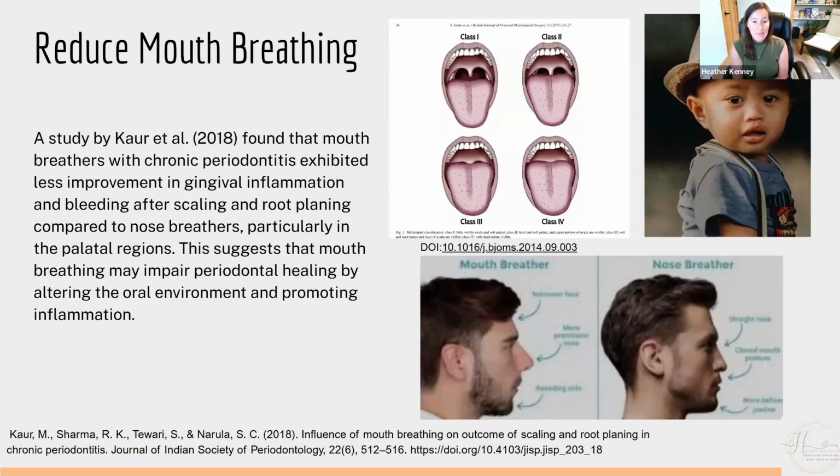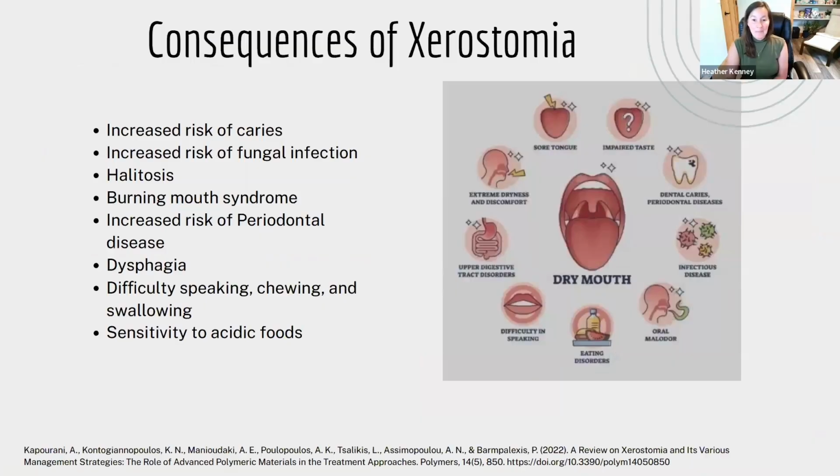But it's found that mouth breathers with chronic periodontitis exhibited less improvement of gingival inflammation and bleeding after scaling and root planing in comparison to nose breathers. So we want to encourage nasal breathing for our patients because that's going to improve patient outcomes. So myofunctional therapy, we need to make sure we're getting in. And then the consequences of xerostomia, I think that's important. If we're mouth breathing, you're going to make the mouth more dry inherently.